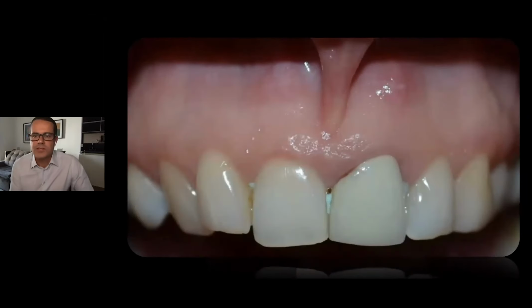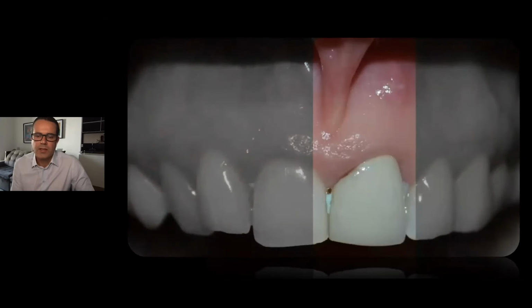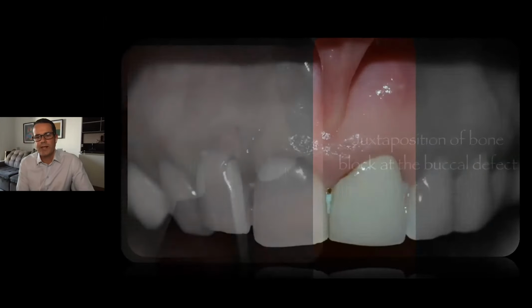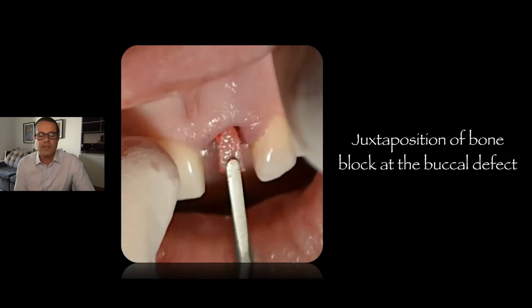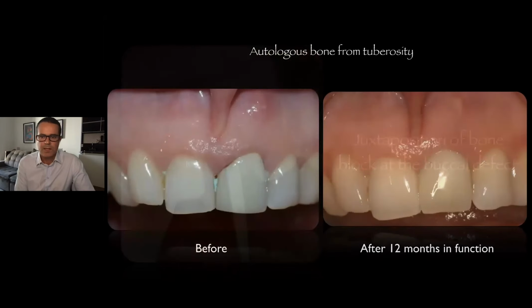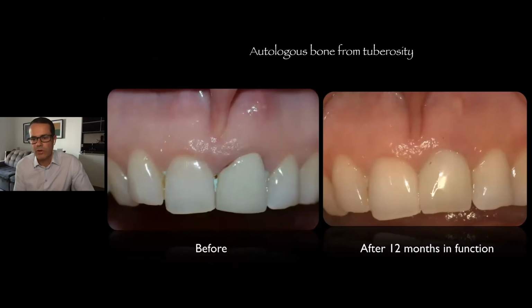And this is the moment of an impression that we made to measure the thickness of the ridge. You can see the situation of the tooth to be extracted. And here the implant already positioned and describing the juxtaposition of the bone block at the buccal defect, as is described in the technique. And here the before and after 12 months of function.